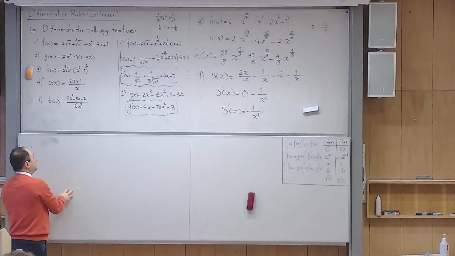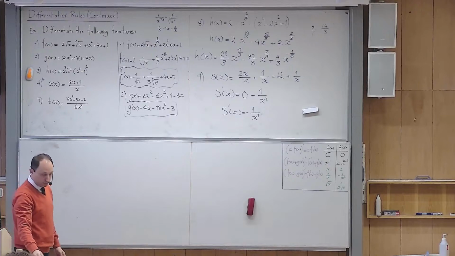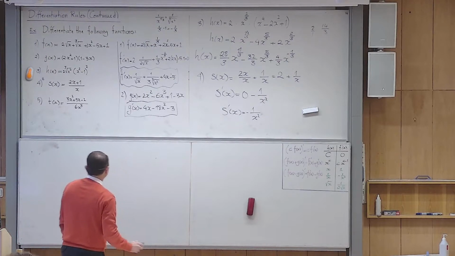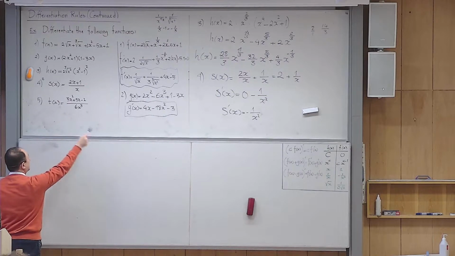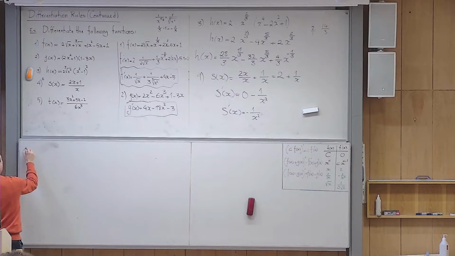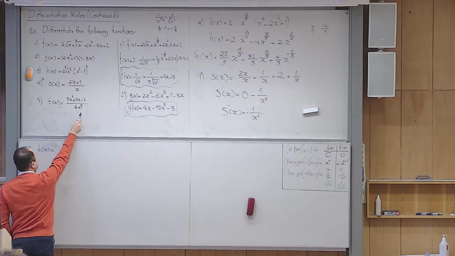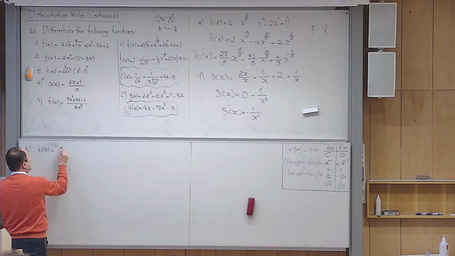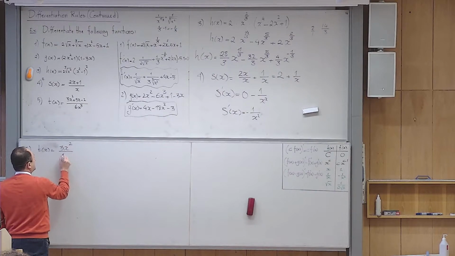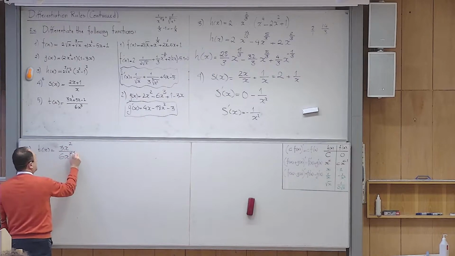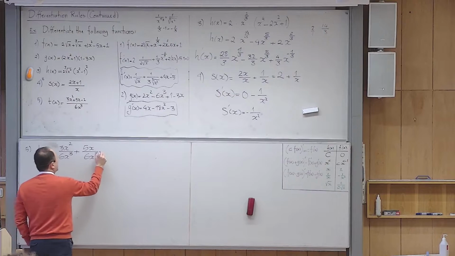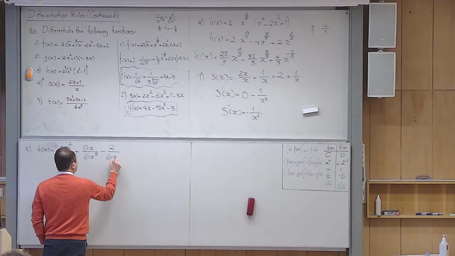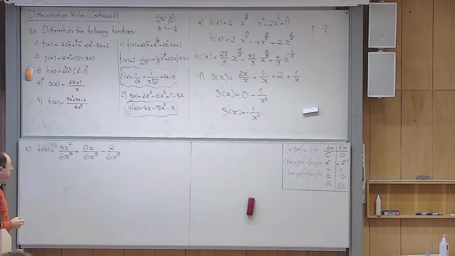Again, that is a fraction. We haven't studied the chain rule yet. Sorry, the fraction rule yet. But what we do, exactly, I will apply the same idea here to this problem. So number 5, t of x is equal to, I split it this time into 3 fractions. So this becomes 3x squared over 6x cubed, and then plus 5x over 6x cubed, and then minus 2 over 6x cubed. So this is the first thing we do.